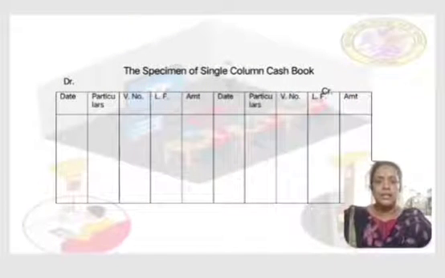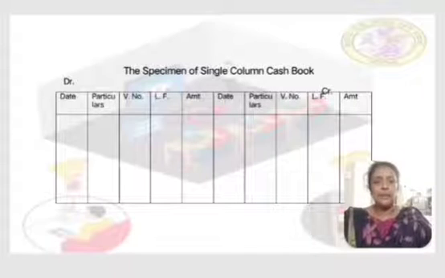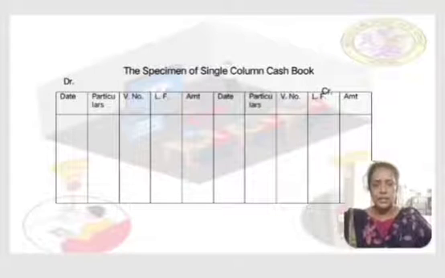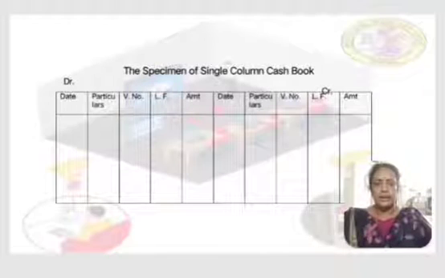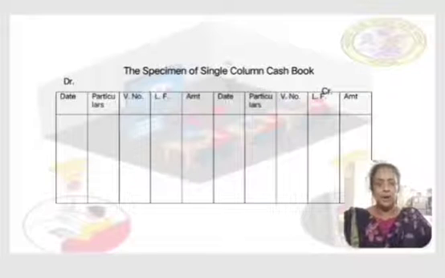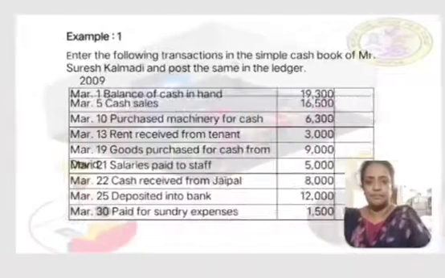Here also, just like ledger account, there will be debit side and credit side. Under debit side, first we enter date, particulars, receipt number, ledger folio, amount. Again in credit side, we enter date, particulars, voucher number, because payment is made, therefore voucher number is entered, and then amount is also entered. Ledger folio is also entered.